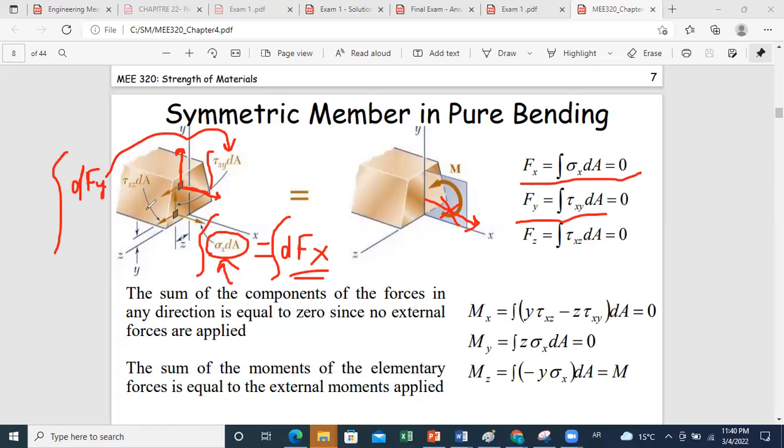Finally, the same for Z. Any elementary force in Z is due to a shear stress along the Z direction. So dFz will be equal to tau xz dA. And to find the total force along Z, we do integral tau xz dA, which in pure bending is equal to 0.